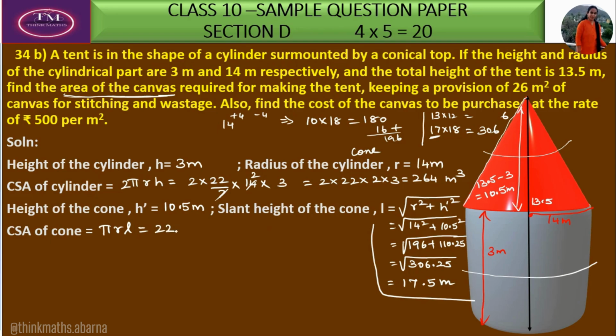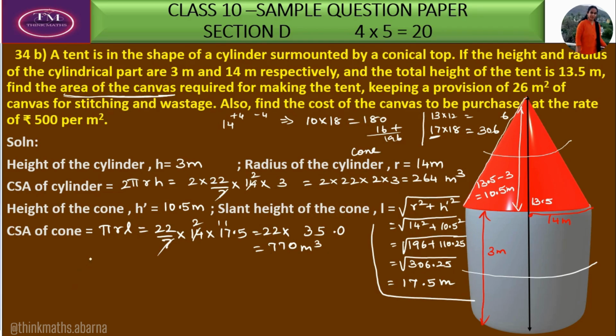So pi r L, so it is 22 by 7. What is r? It is 14 and L, it is 17.5. So 1 sevens are 7, 2 sevens are 14. So if you multiply 22 into 2, it is 44, or multiply 2 into 17.5. 2 5s are 10. So the decimal will go. 2 5s are 10. 2 7s are 14. 14 plus 1, 15. Balance 1. 2 ones are 2 and 3. So you will get 22 into 35. So 22 into 35 is 770. So this is the curved surface area of the cone.